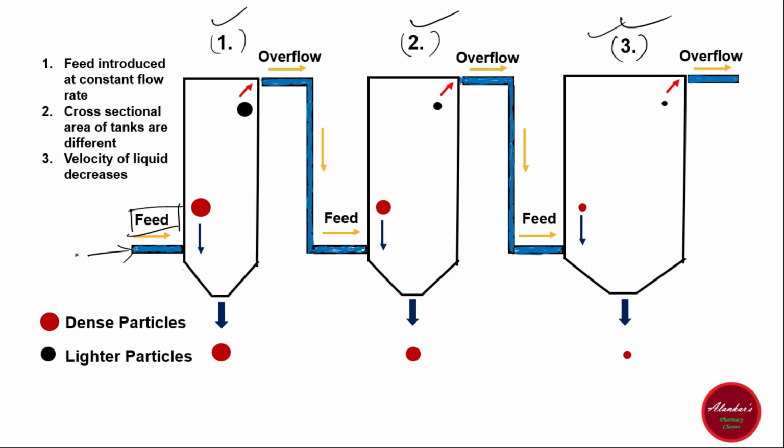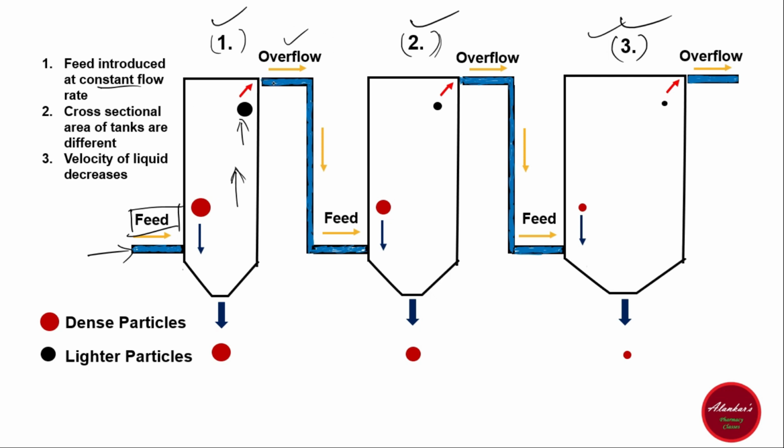Now what will happen when we introduce the feed from here? The coarser particles or the heavier particles will tend to settle down because they have a higher sedimentation velocity as compared to the vertical moving liquid, but some part of the lighter particles will be trapped by this liquid. This will start traveling towards the overflow of tank 1, which will be introduced into the feed of the second tank. The overall flow rate of the liquid in all these tanks is kept constant.